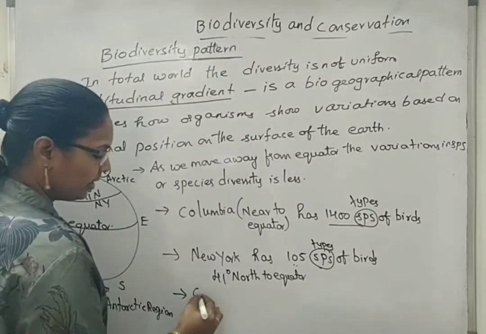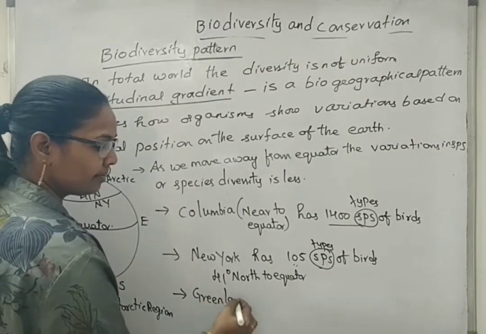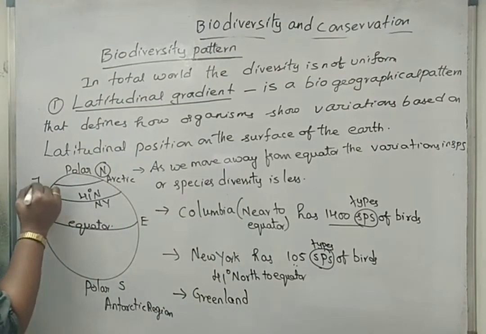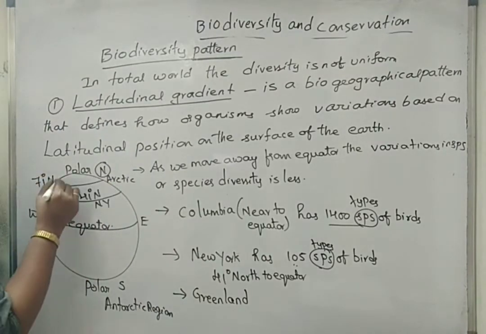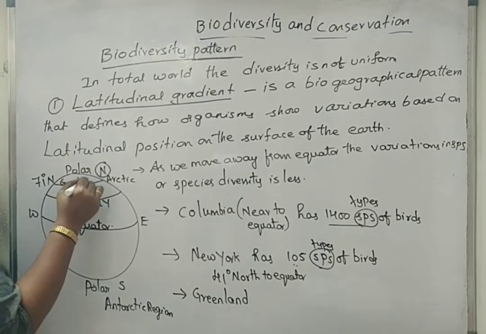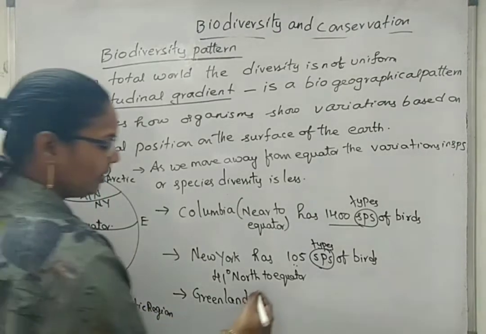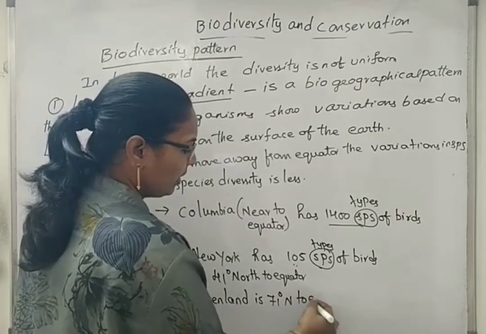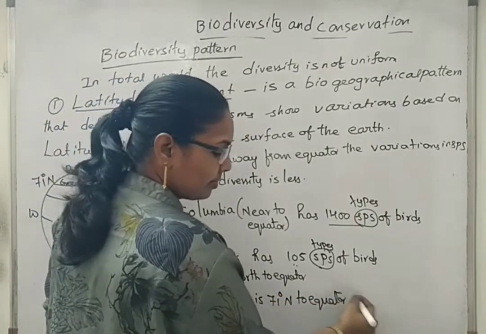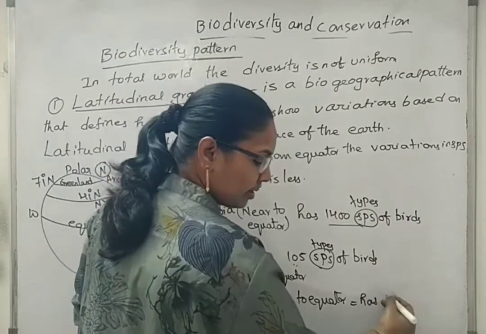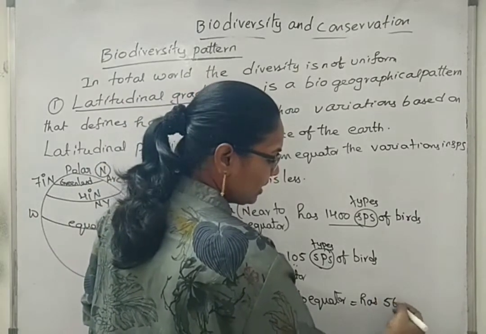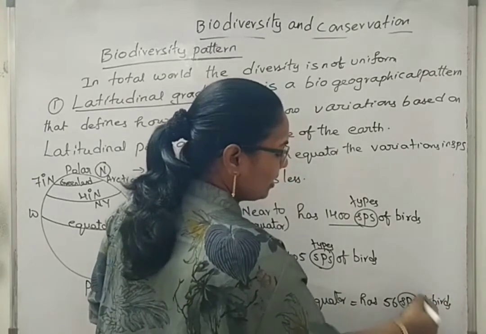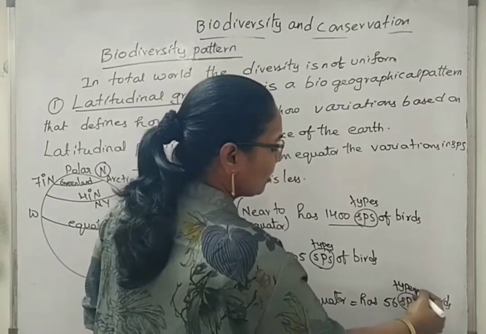Another example we will take is Greenland. Greenland is 71 degrees north of the equator. It has 56 species of birds. Again here it is not the number, but the types of species.